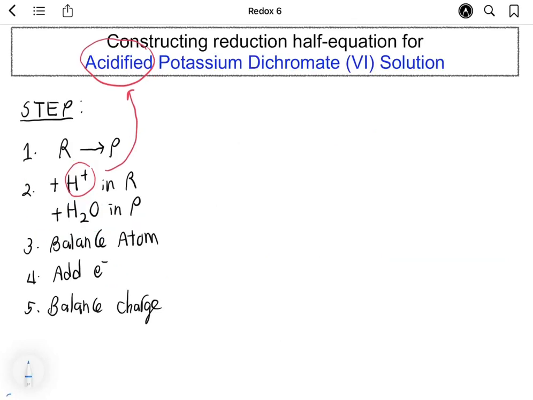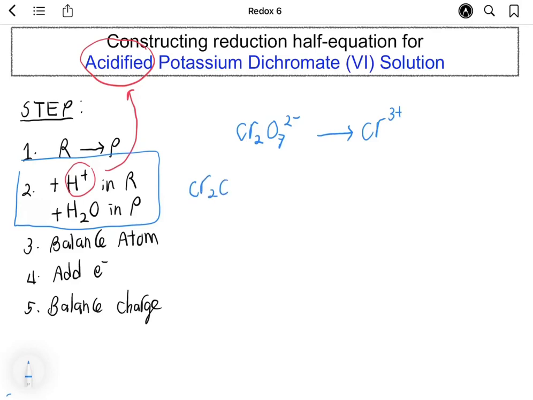Next, we will work on the reduction half equation for acidified potassium dichromate(VI) solution. So the reactant is dichromate ion, Cr2O7 2-, and the product is chromium 3+ ion. Step 2, we'll just add H+ in the reactant and water in the product. So Cr2O7 2- plus H+ produce Cr3+ plus H2O. Step 3, we balance the atom.